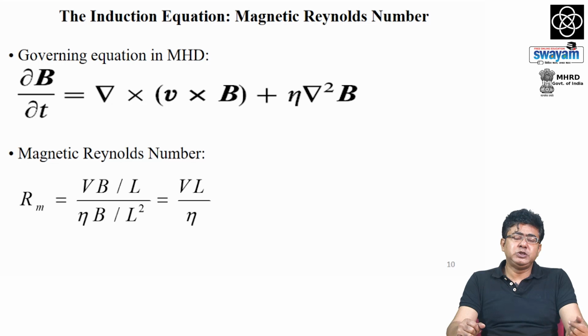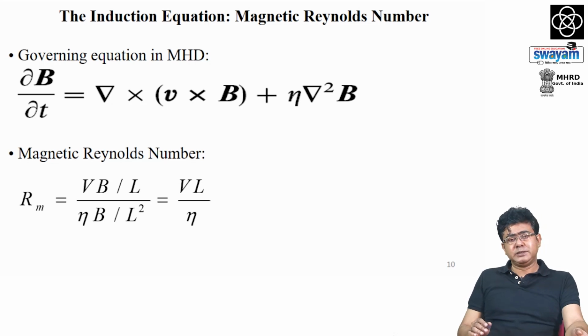Now, if I take the ratio of the dimensions of the first term and the second term, keeping the velocity as V and the diffusivity as eta, then the ratio of the first term to the second term on the right hand side of the induction equation comes out to be a dimensionless number known as the magnetic Reynolds number, which is the product of the velocity and length scale of the system divided by the diffusivity of the system. Okay. So, you can imagine that in astrophysical systems, the magnetic Reynolds number is very high, because typically the length scales are relatively much larger, and also the velocities are high in astrophysical systems. You expect the Reynolds number to be high.